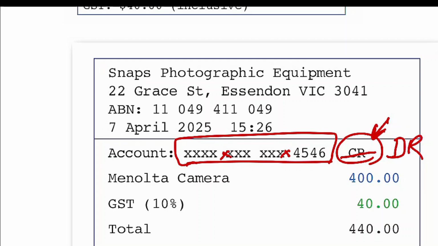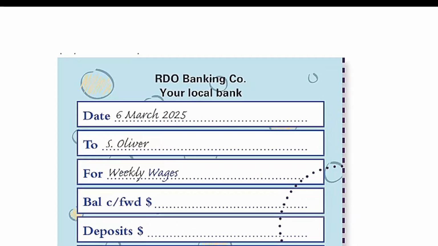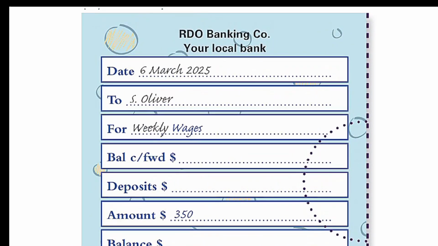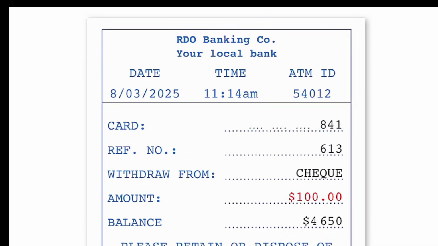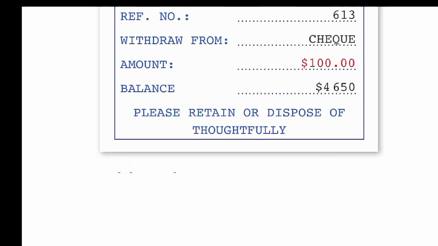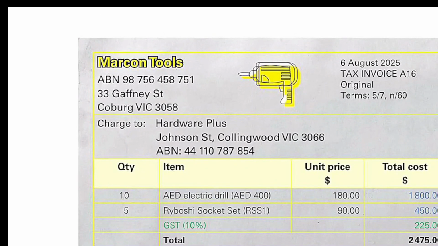EFT-POS means electronic funds transfer at point of sale. Very good. Good memory. This one of course you know. What is it? Cheque butt. This one? ATM docket. This one? Receipt.